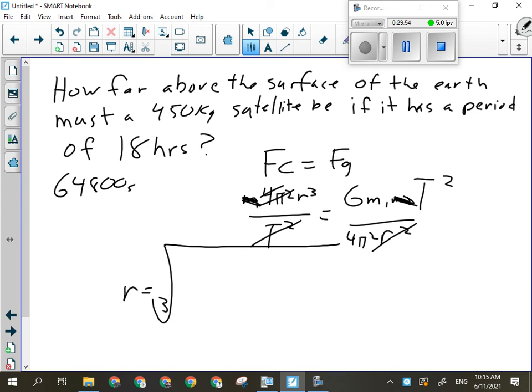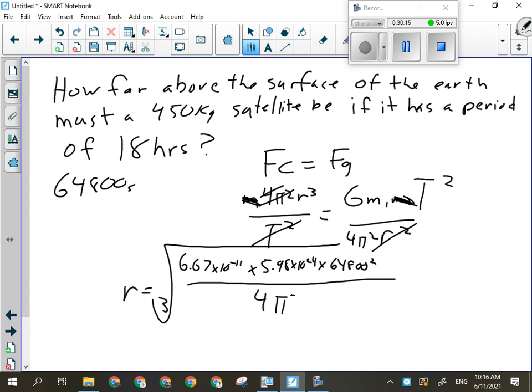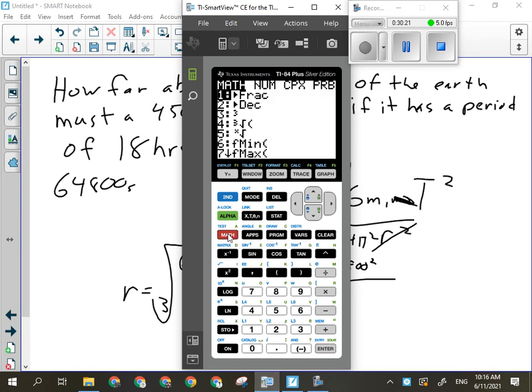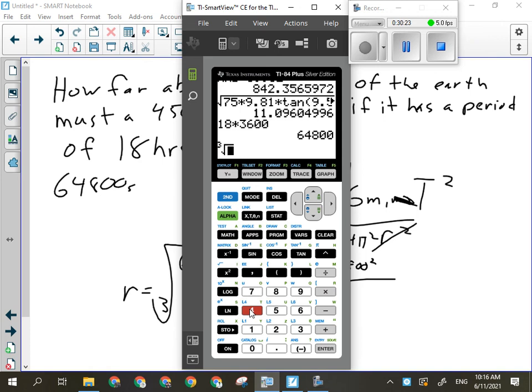Okay, and that's another thing. People often just take the square root by accident. They write cube root and then they just square root. So we'll have 6.67 times 10 to the minus 11, big G, times the mass of the Earth, 5.98 times 10 to the 24, times 64,800 squared, divided by 4 pi squared. So that'll get us R, and then we'll have one step after that. Cube root.